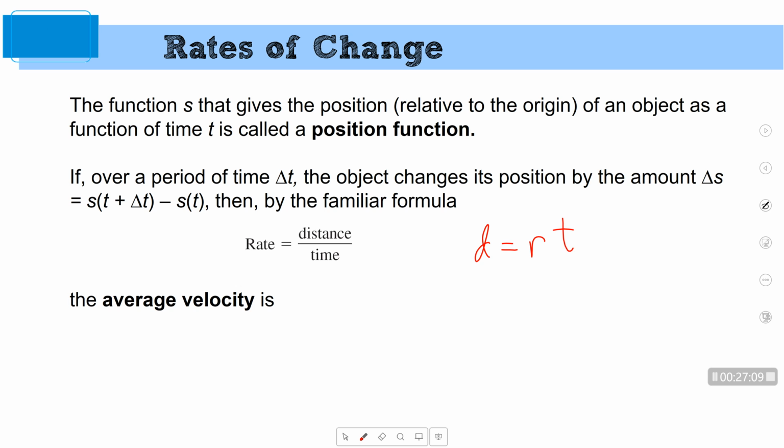Distance divided by time, or the distance is equal to rate times time. That's average velocity. For our purposes, the average velocity is the same thing as the slope of the secant line. So remember the other day when I had that graphic, I had the point P and I had the point Q. When I connected those 2 points and we calculated the slope, that was the average velocity. Okay? It's also known as the slope of the secant line. Delta S over delta T, delta Y over delta X if we're talking about a graph.